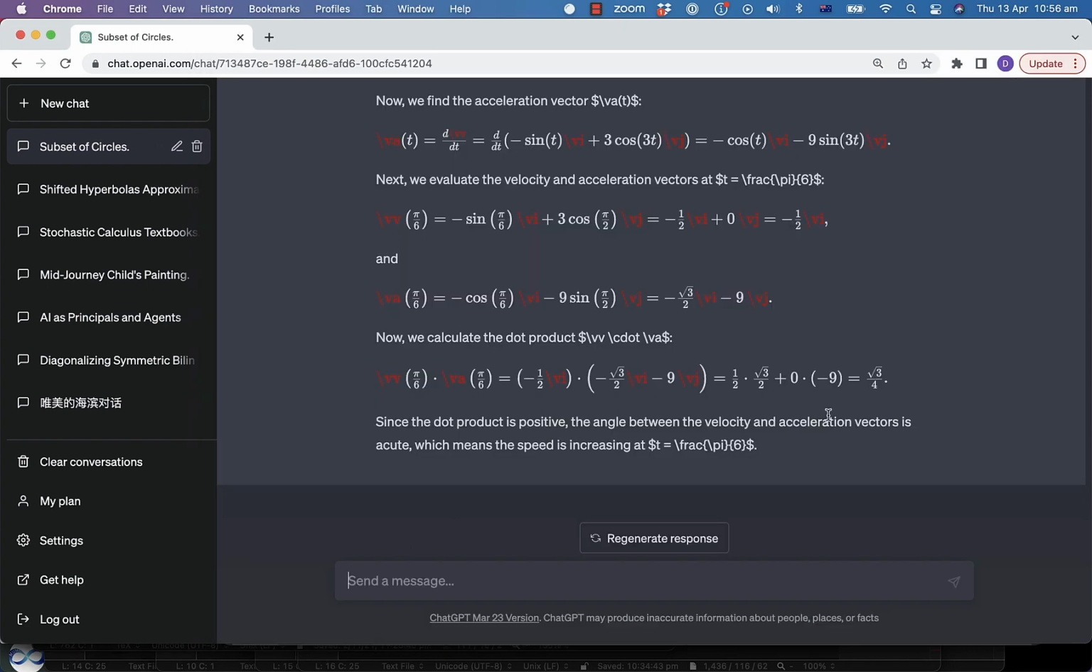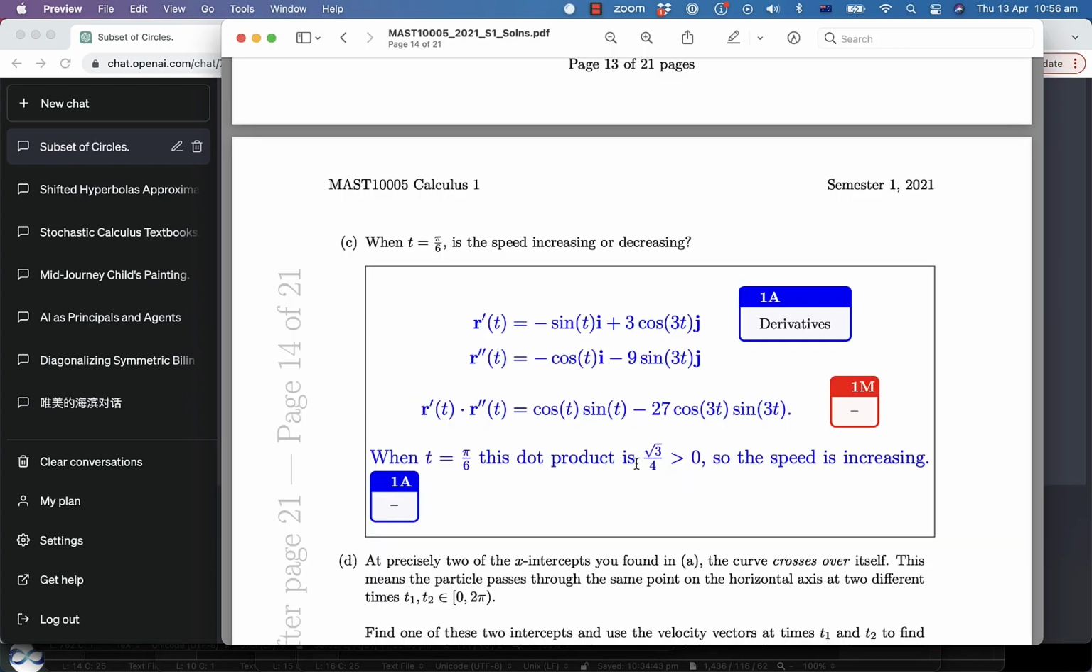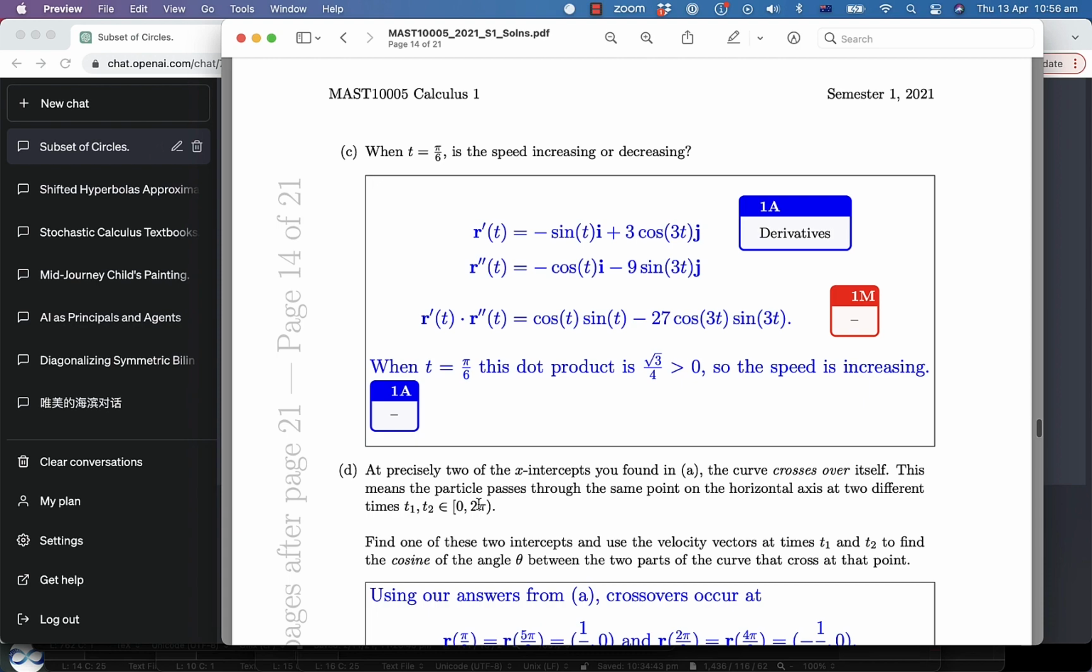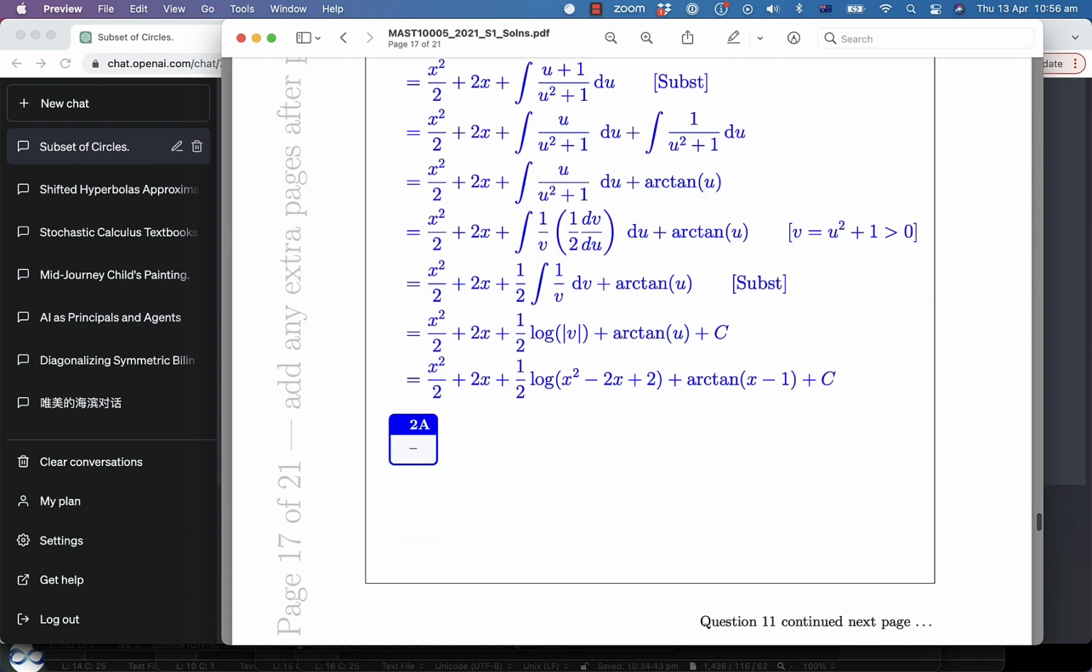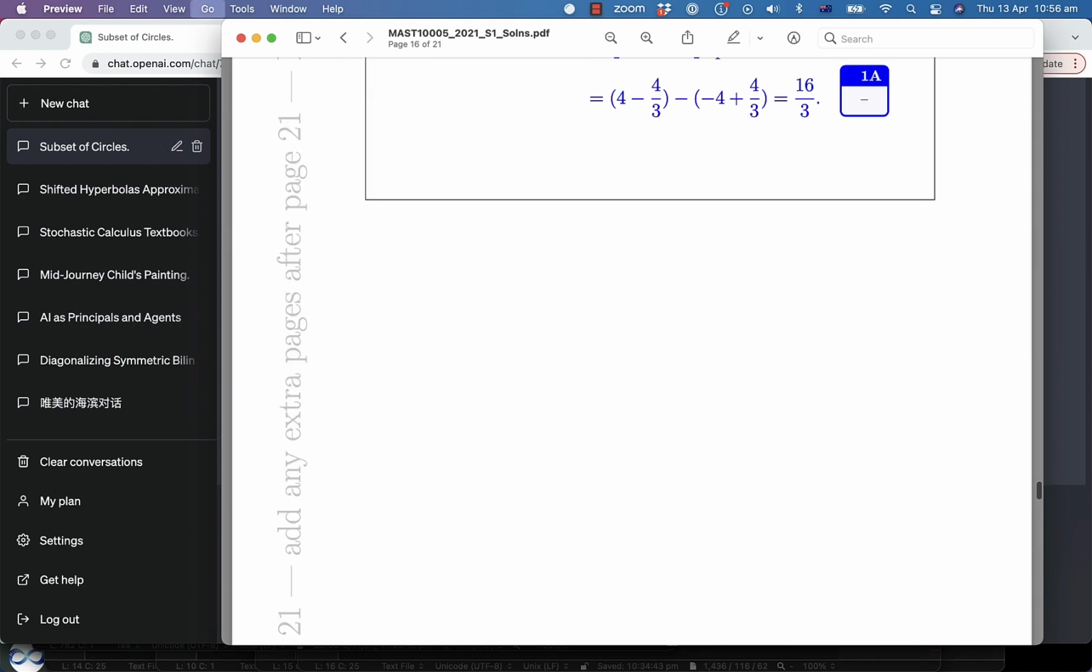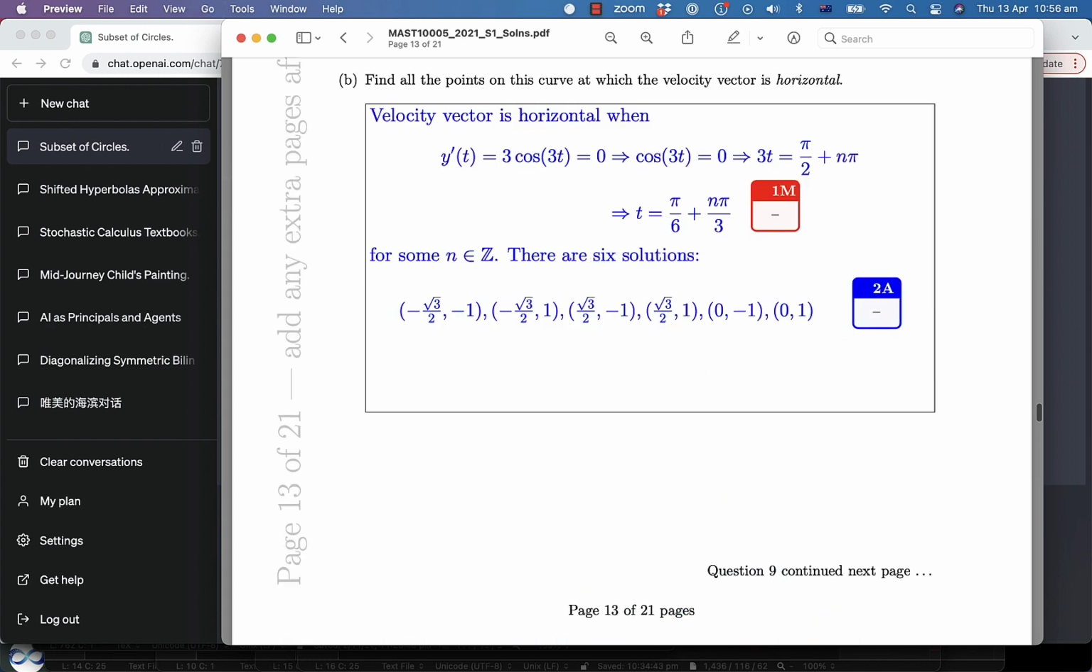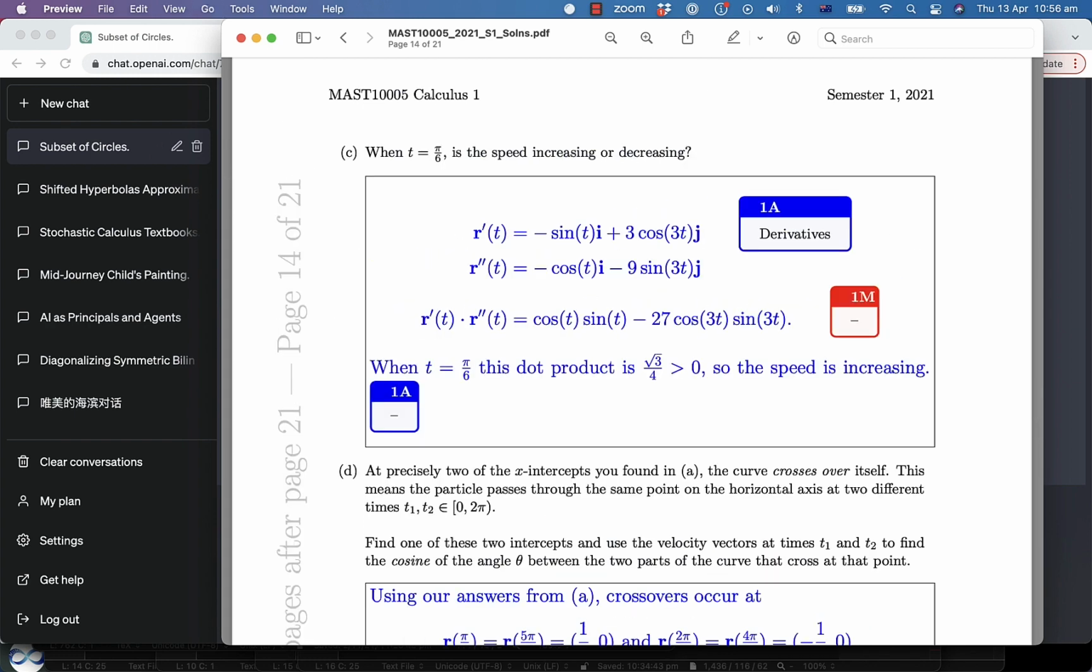Oh, so I think I got the right answer. All right. Speed is increasing. That's 3 out of 3. Okay, so I guess we'll finish off the rest next time. But how's it doing so far? I will tell you, it's 54 out of 79. Okay, that is doing pretty well.